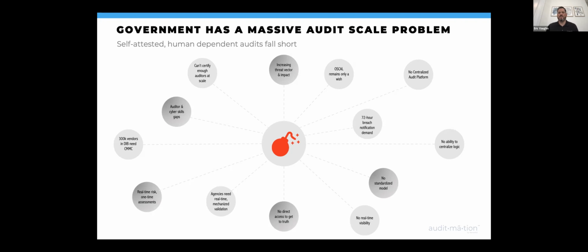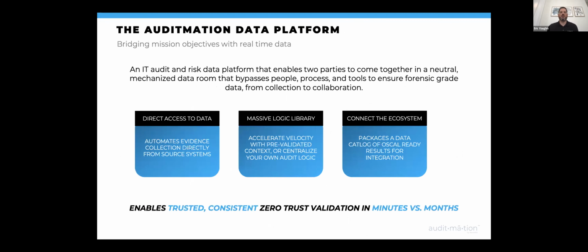And part of the problem is that we've got auditor and cyber skills gaps out there. There's no way to centralize that logic in a way that scales. And from an overarching perspective, you mix all that with increasing threat vector and impact. Seems like new reports come out every single year that things are only getting worse. And so the reality is that the traditional path of self-attested, human-dependent audits ultimately falls short.